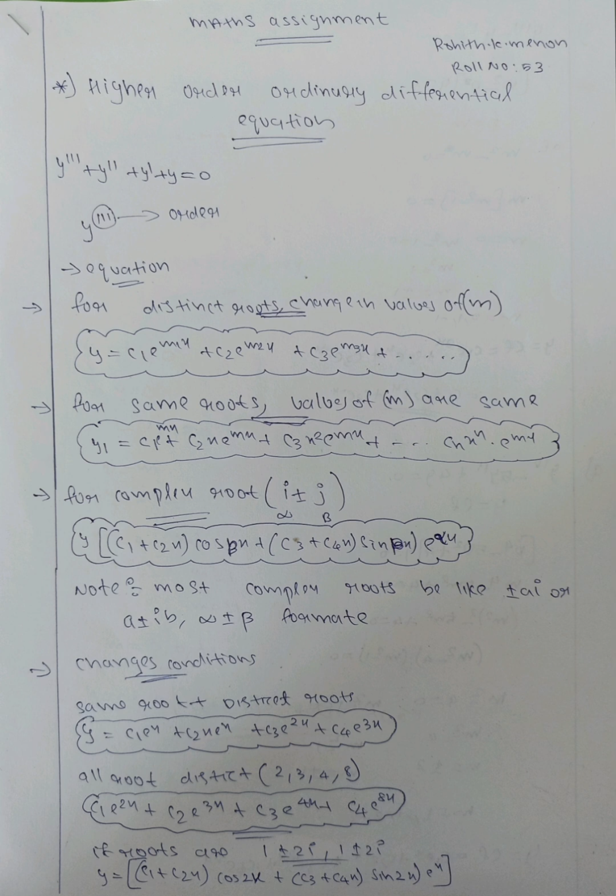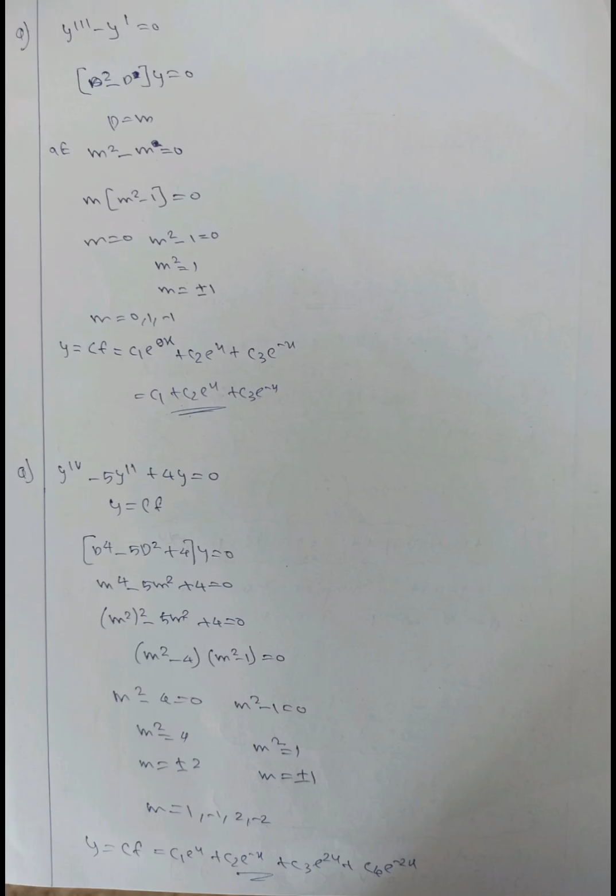Then if the values of m are 2, 3, 4, 8, the equation will be c1 e raised to 2x plus c2 e raised to 3x plus c3 e raised to 4x plus c4 e raised to 8x. Then if the roots are in the plus or minus ib format, for example 1 plus or minus 2i, then the equation will be e raised to x times, c1 plus c2x cos 2x plus c3 plus c4x into sin 2x. So now we can discuss how questions are solved using this method.